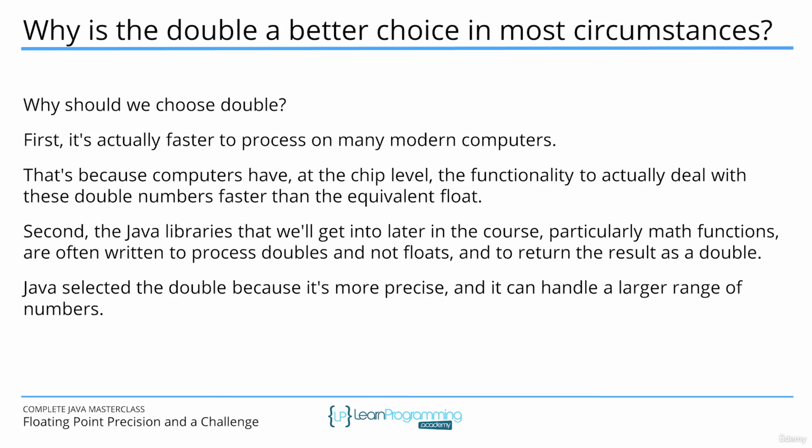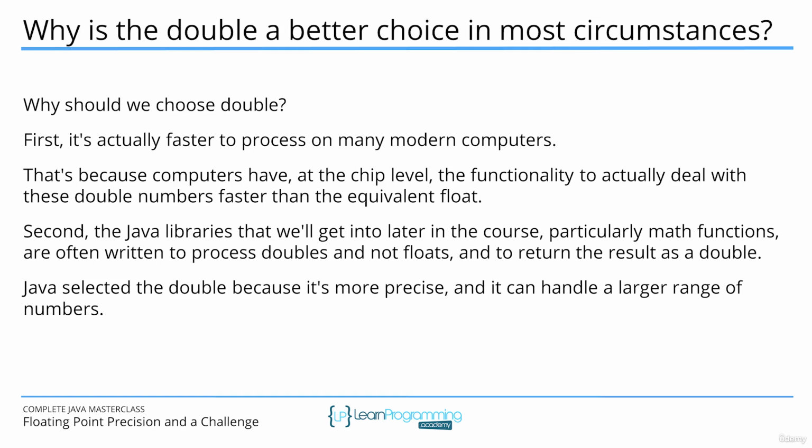Java selected the double because it's more precise and it can handle a larger range of numbers. So consequently, you'll find that double was used a lot in the code that's out there in the various libraries. So for all those reasons, it's highly recommended that you use the double. For that reason, I'm not going to be using the float anymore in this course. Any floating point number code that we use moving forward will be a double.